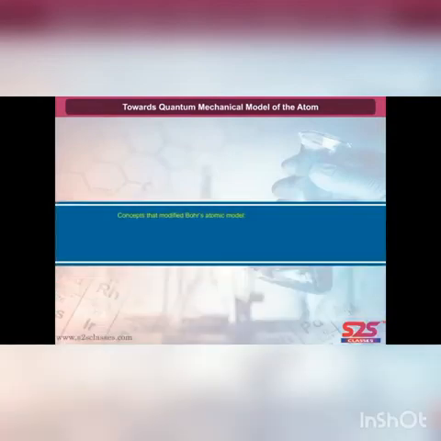Towards quantum mechanical model of the atom. Two new concepts came to substantially modify Bohr's atomic model. These are dual behavior of matter and Heisenberg's uncertainty principle. Let us first discuss dual behavior of matter.